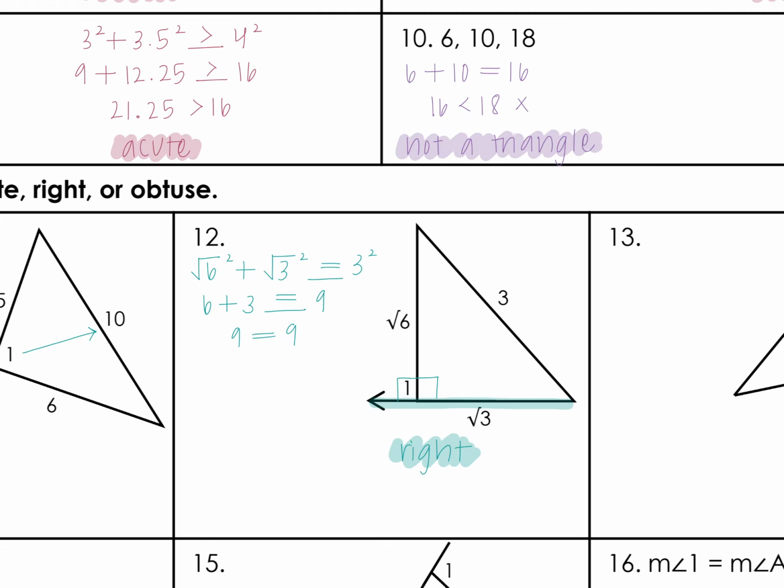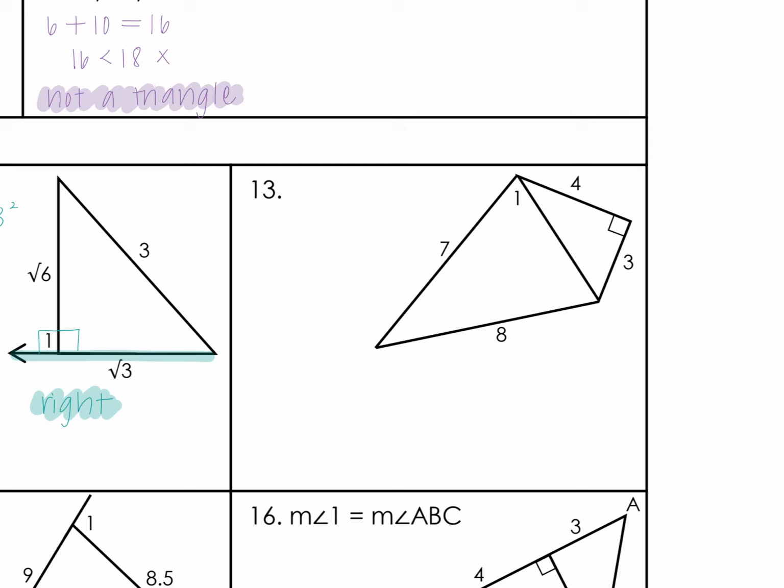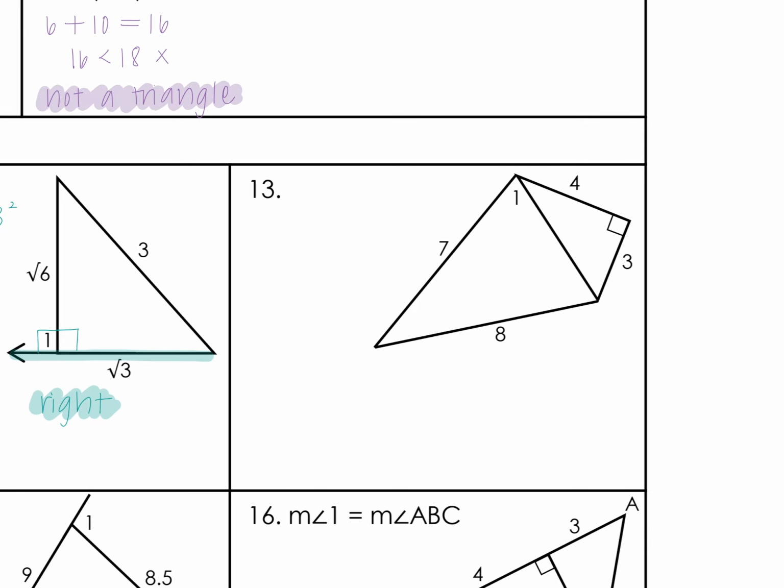All right, so now let's look at number 13. Number 13, we see that angle 1 is in this triangle here, but I only know 2 sides of that triangle. I know the 7 and I know the 8. So what I need to do is first determine what this length here is. And then I can use a squared, b squared, and c squared to determine it, because that will give me all 3 sides.